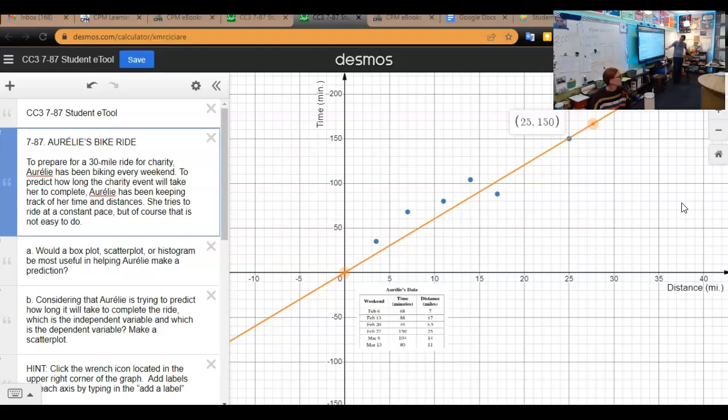All right, so then let's plug in. What are we trying to solve for again, Annabelle? How long for 30 miles? Let's plug in 30. What's 6 times 30? 180. 180 minutes is how many hours? 3. So it would probably take her 3 hours to ride her 30-mile ride.